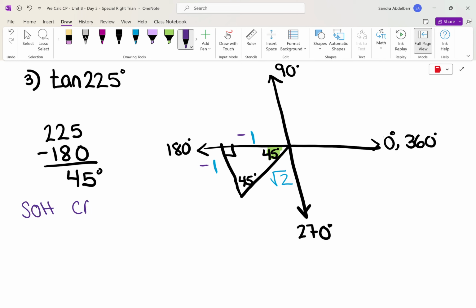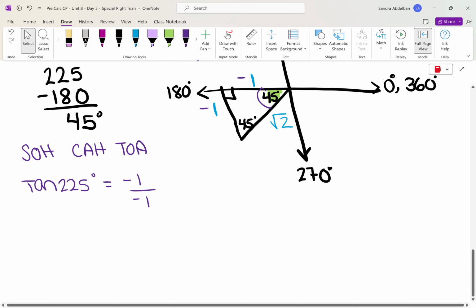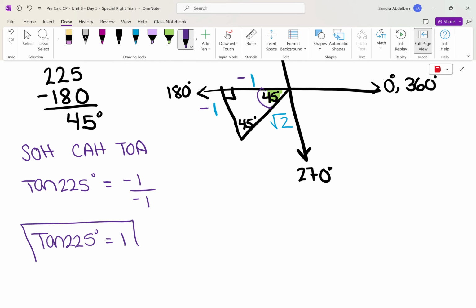So we're going back to SOHCAHTOA. Everything's in reference to this green angle 45. And so tangent of 225 is going to be the opposite, which is -1, over the adjacent, which is also -1. What's a negative divided by a negative? Positive. So the tangent of 225 is +1.